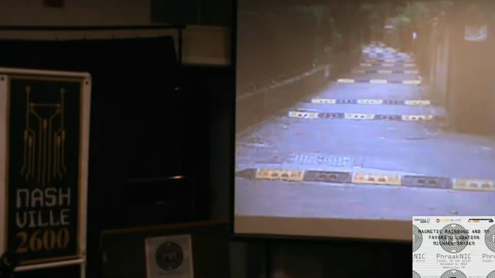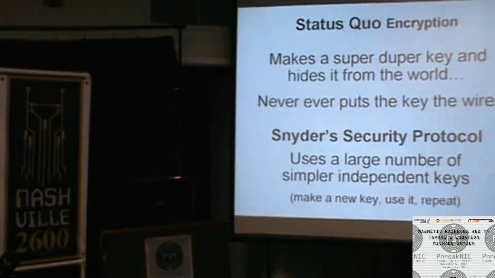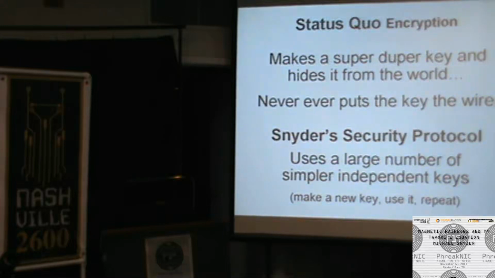Next slide, please. So status quo encryption makes a super duper key and hides it, never ever putting it on the wire. My security protocol says, screw it. Make a whole lot of keys and use each key one time. One-use keys. And if somebody gets one of them, it's okay. My data stream might be 10,000 packets long, and if somebody guesses a key and gets 5 packets, I'm not worried about it.